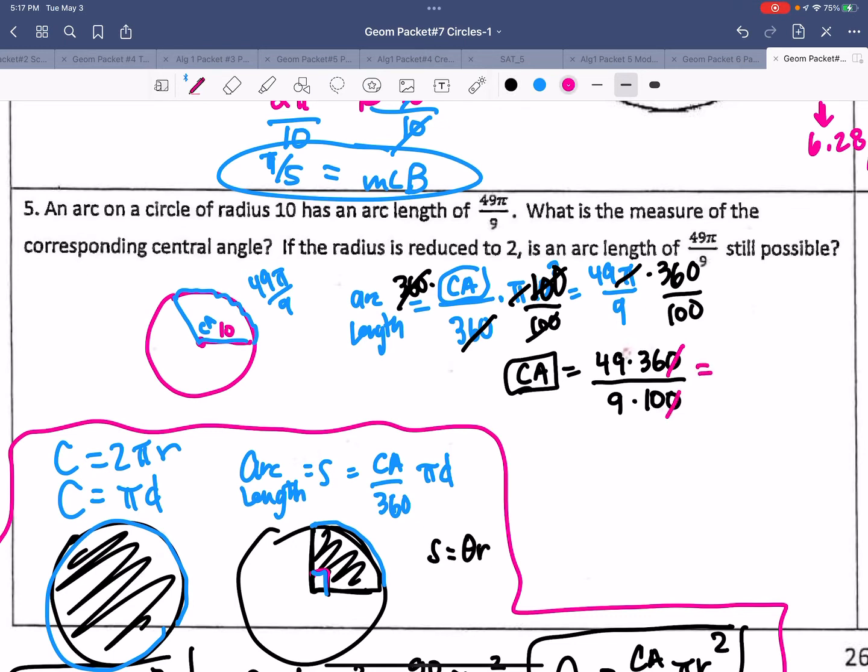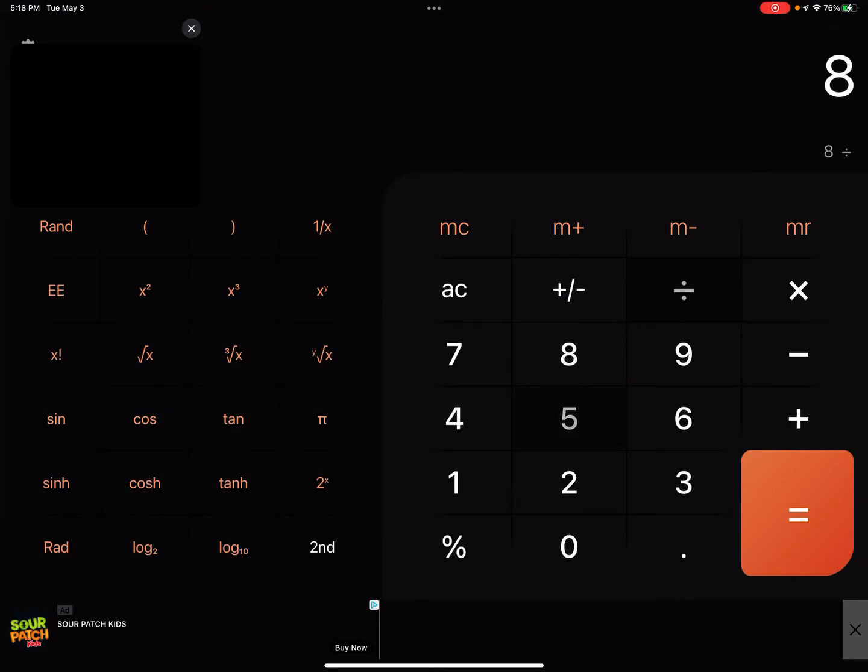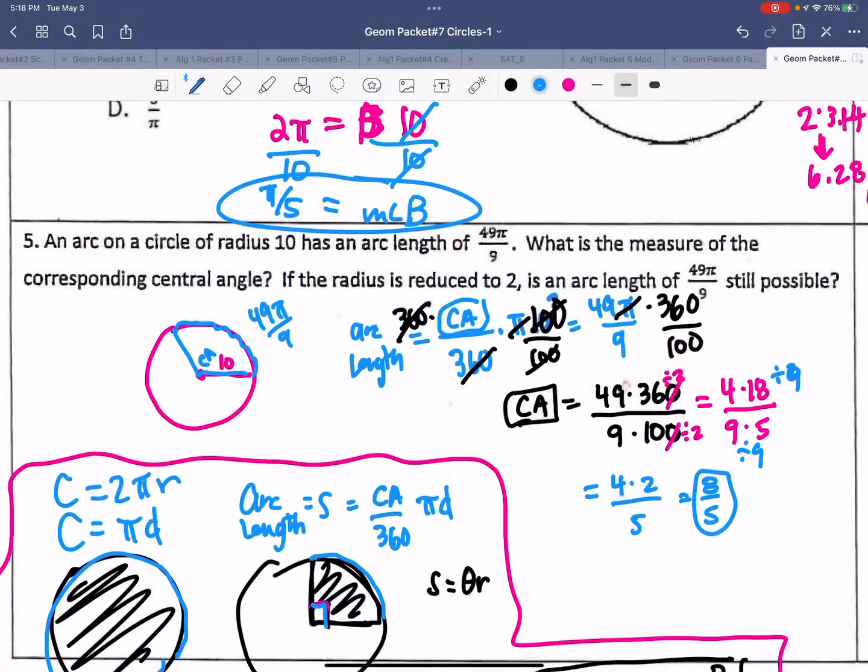That would cancel. This we could divide by 2. Again, you can just do this in your calculator, but it would be 18, and then that would be 5. Notice I could cancel this. Divide by 2, divide by 9, divide by 9. 4 times 2 over 5. So I get 8/5, which is 1.6. That seems weird for an angle.